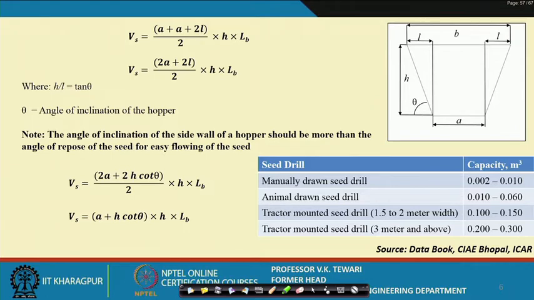Certain other information which we have given is the capacity. What are the general capacities of these hoppers? So, for example, say manually drawn seed drill. If you have a manually drawn seed drill, this is the amount varying between this to this. Animal drawn seed drill about this meter cube is the capacity. Tractor drawn units of about 1.5 to 2 meter will have about 0.15 meter cube capacity, or tractor drawn units of 3 meter or above, something of this. Now, this is from the design data book which we have got from this particular source. So, we have given it for your information at this point of time, depending on what you want to do. It is very nicely explained here, and you would be in a position to understand this with the little bit of geometry knowledge which you have already, I am sure.